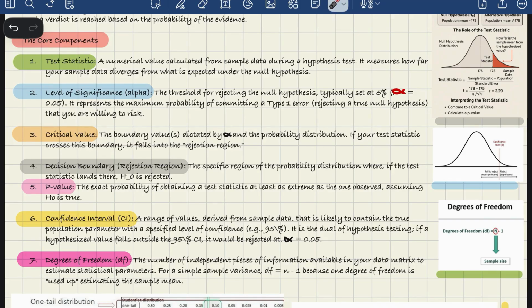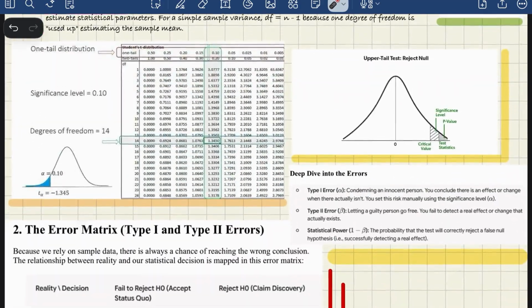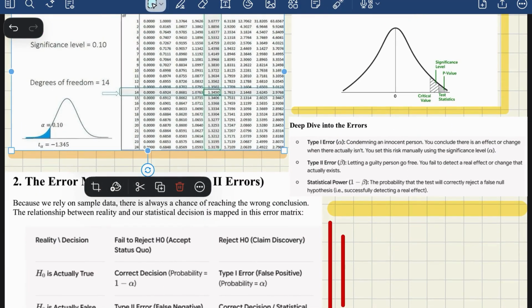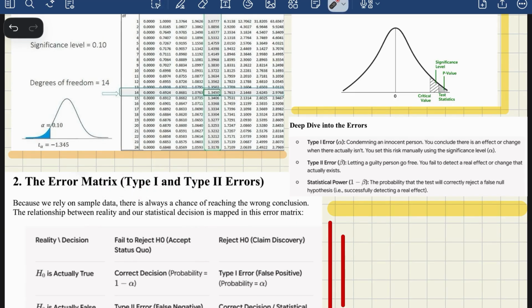So let's move forward and discuss the types of errors. Now that we know we have to set up a hypothesis and choose our test, we need to talk about error margin, because we are using sample data to make assumptions about the entire population. There is always a small chance that our conclusion will be wrong. In an exam, you are frequently asked to define type 1 and type 2 error or map out a decision matrix. So what is it?